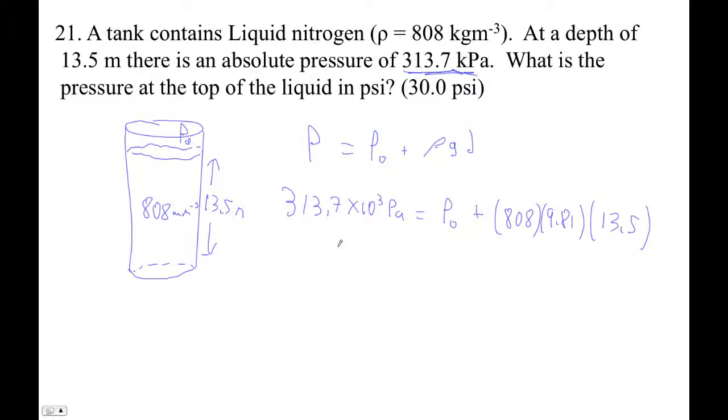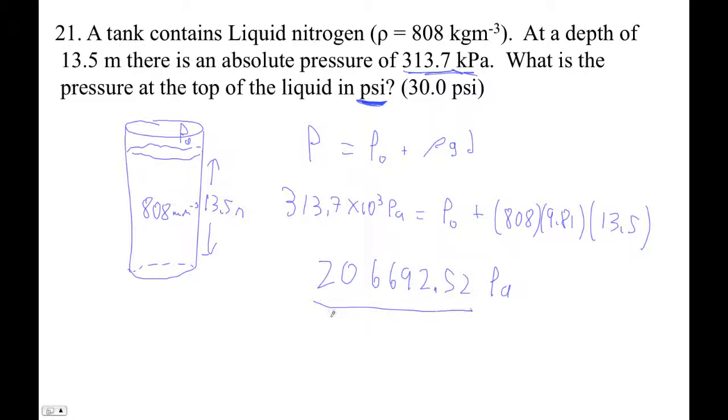Okay. So 313.7 E3 minus 808 times 9.81 times 13.5. And I get 206,692.52 pascals. But we want to know what it is in PSI, right?